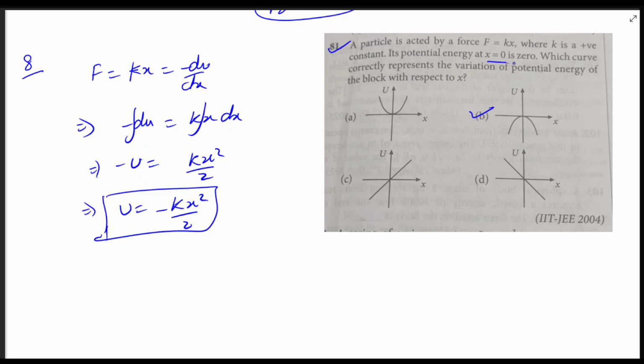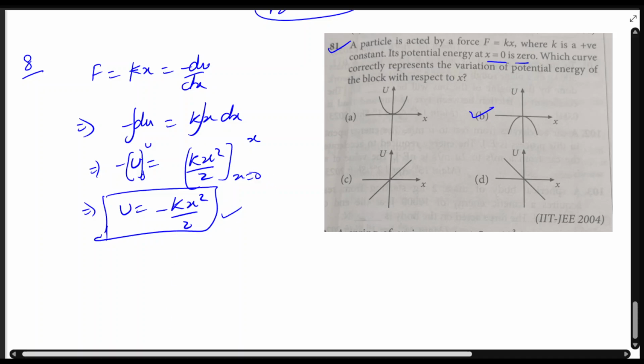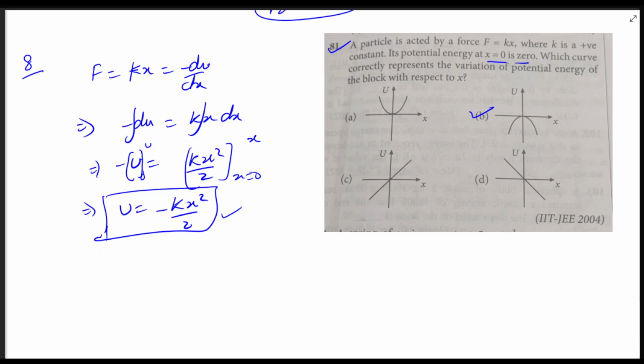And potential energy at x equal to 0 is given as U0. So we can also put limits here. U at x equals 0 is 0, and at some x, potential energy is U. So this is an easy question, right? Extremely easy. Perfect.